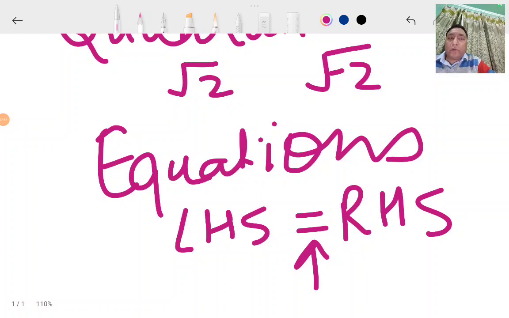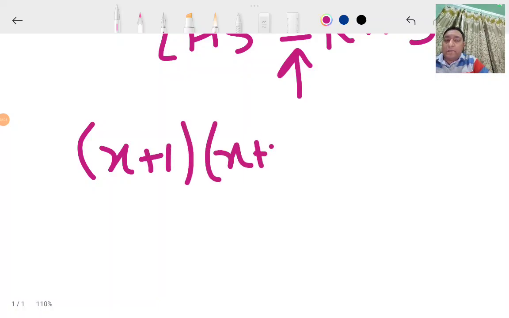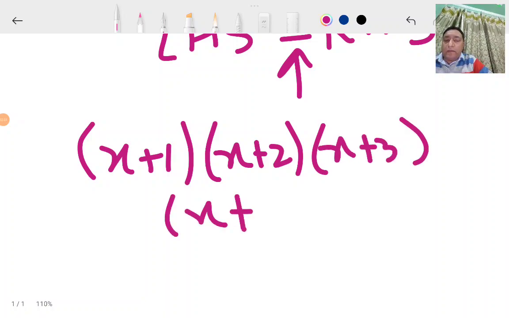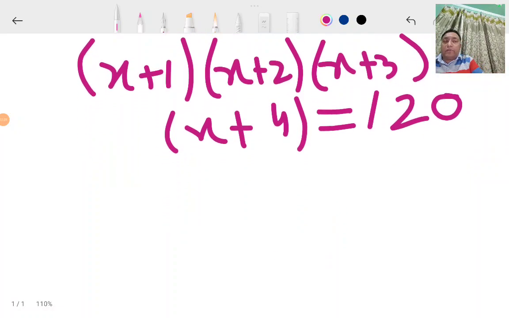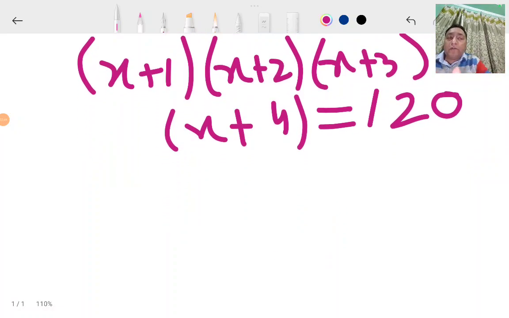Now let's start with quadratic equation. Let's take an example and then proceed further. Let's see an example like (x plus 1)(x plus 2)(x plus 3)(x plus 4) is going to make 120, suppose. Now how are we going to solve this question? This is a question with four factors. The variable is just one, but it occurs 4 times. That means it is x raised to power 4.